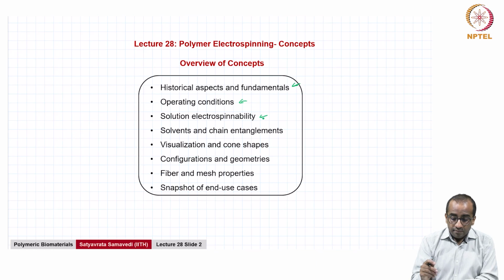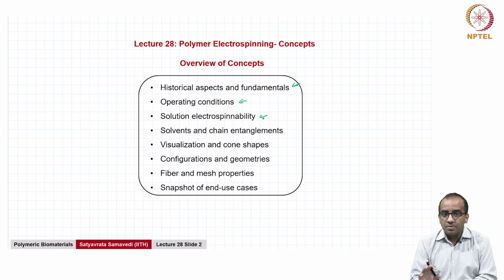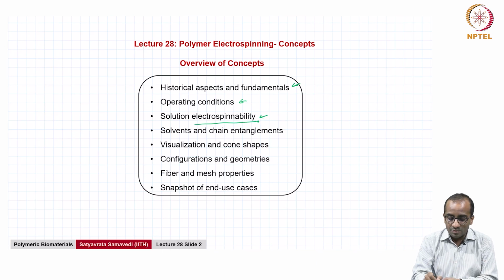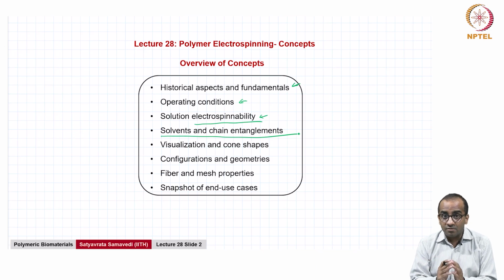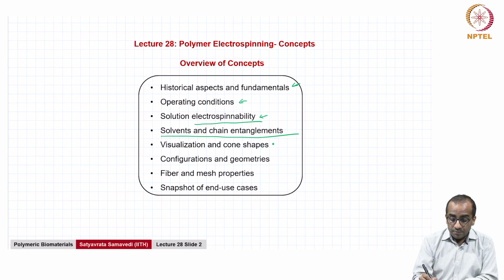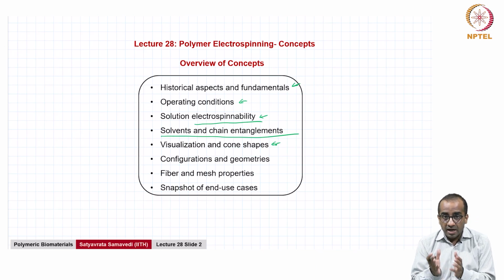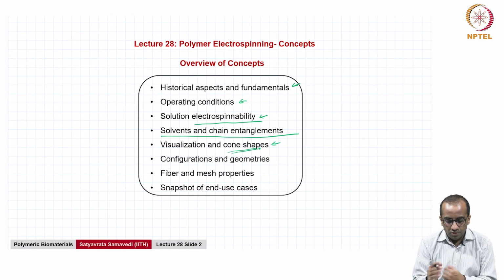Then we will approach electrospinning from a polymer solution perspective, which is to revisit some of our concepts in polymer solutions and then look at how they can impact what we call electrospinnability. And related to that, we will also look at solvent quality and chain entanglements and their role in promoting fiber formation in electrospinning. And then we will look at actual videos of the cone in electrospinning and the jets that form, and focus a little bit on the types of cone shapes you can get in electrospinning.